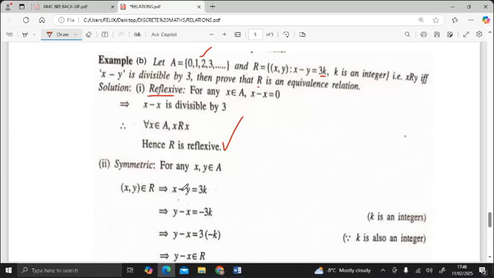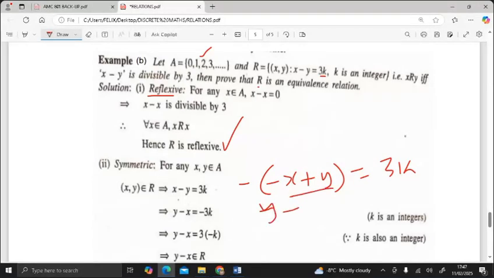The first case is reflexivity, where we have x related to x. x is related to x if we have x minus x, which is equal to 0. Now, is 0 a multiple of 3? Yes. 0 is the same as 3 multiplied by 0, and therefore reflexivity is satisfied.